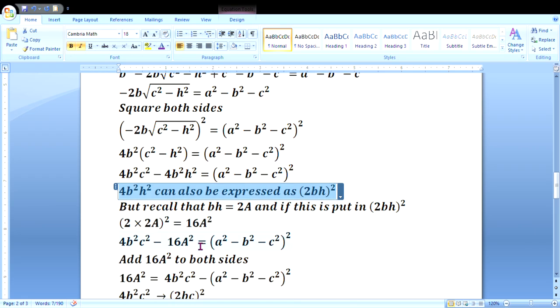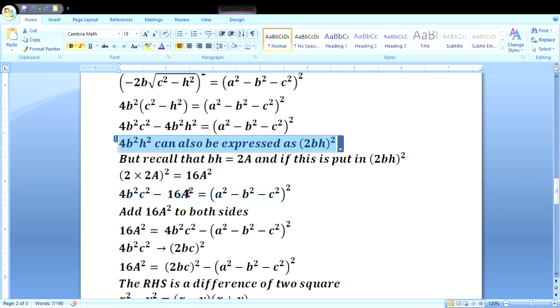So the expression becomes, since the whole of this is now 16a square, 4b square c square minus 16a square is equal to open bracket a square minus b square minus c square close bracket all square. Now we will try and move minus 16a square to one side so that we can simplify. So we add 16a square to both sides. This expression turns to be 16a square is equal to 4b square c square minus open bracket a square minus b square minus c square close bracket all square.